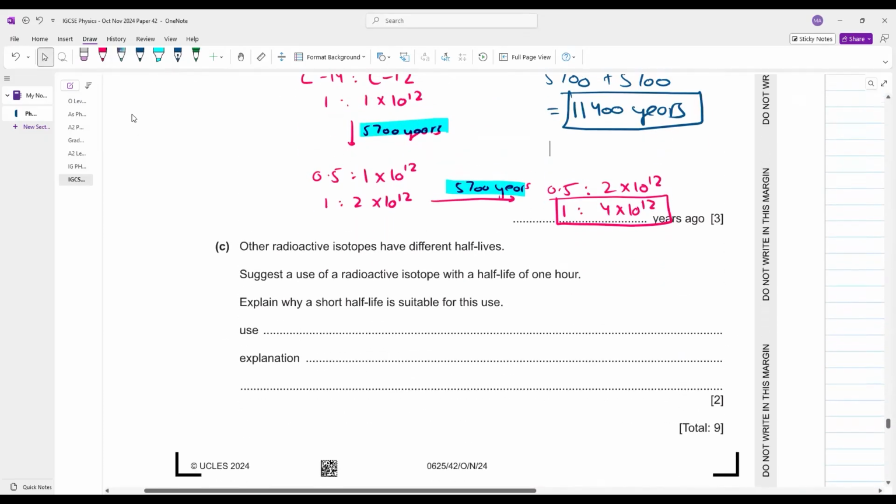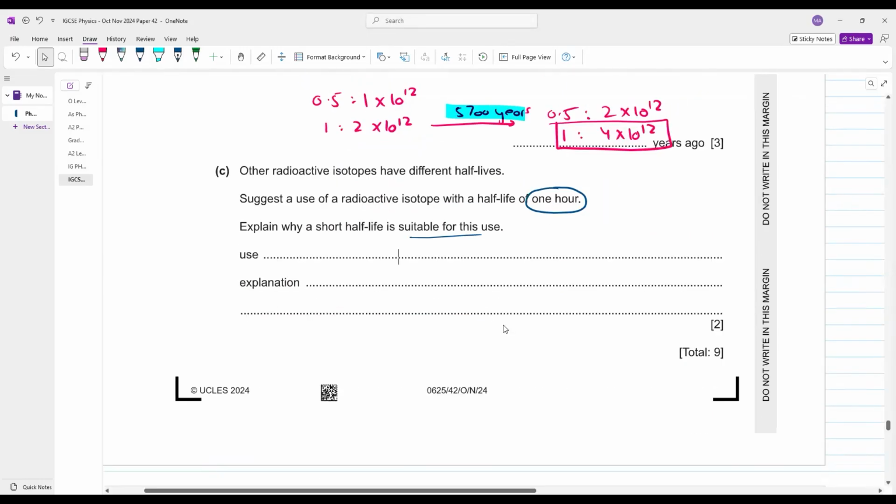Other radioactive isotopes have a different half-life. Okay, that's doable. Suggest the use of a radioactive isotope with a half-life of 1 hour. हमने बताना है अगर एक रेडियो एक्टिव आइसोटोप है जिसकी हाफ लाइफ 1 आवर है उसका यूज क्या होगा. एक्सप्लेन व्हाई अ शॉर्ट हाफ लाइफ इज सुटेबल फॉर दिस केस. बेटा शॉर्ट हाफ लाइफ का यूज क्या होता है? मेडिकल ट्रेसर्स में यूज होती है ये. मेडिकल ट्रेसर्स में शॉर्ट हाफ लाइफ वाले रेडियो एक्टिव आइसोटोप्स यूज होते हैं.